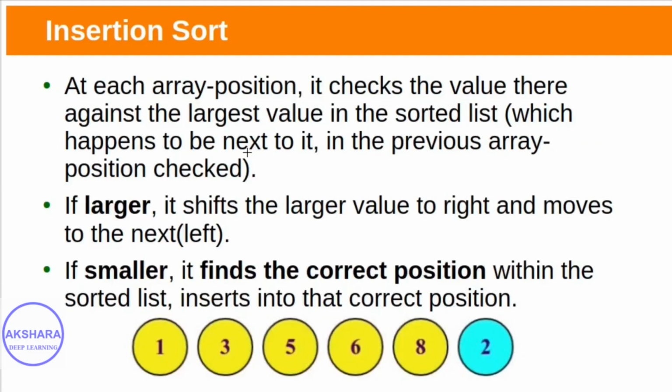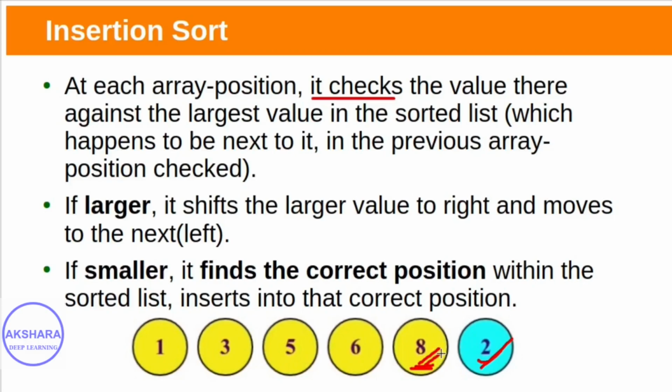Like bubble and selection sort, this is also an in-place sorting algorithm. In each iteration, it checks the value of the removed element against the largest element within the sorted sublist. Means this removed element will be compared with the element which is to the left of it.